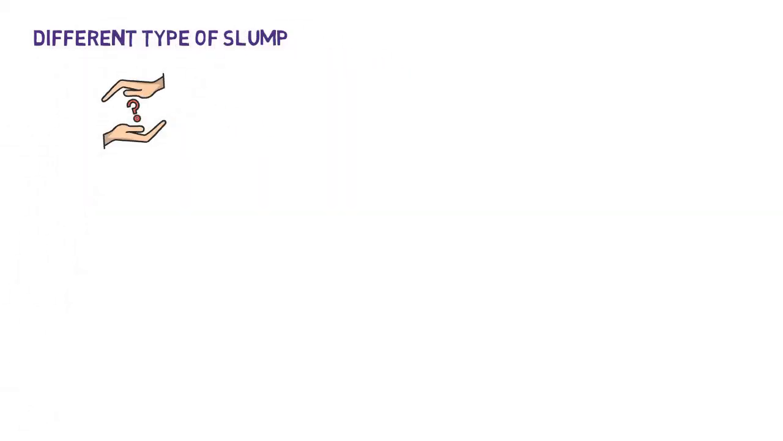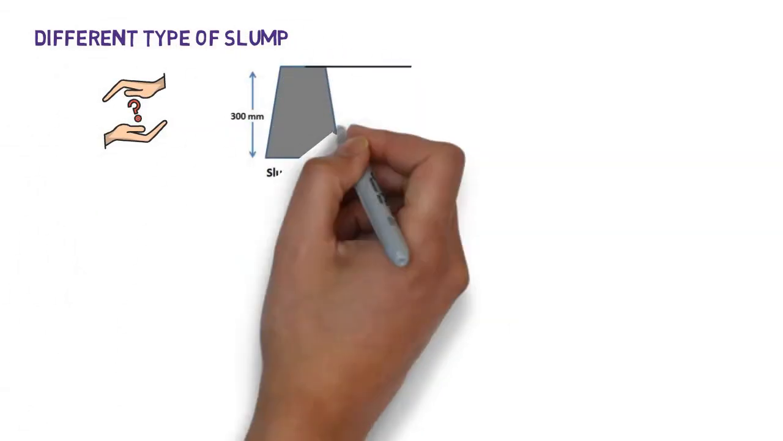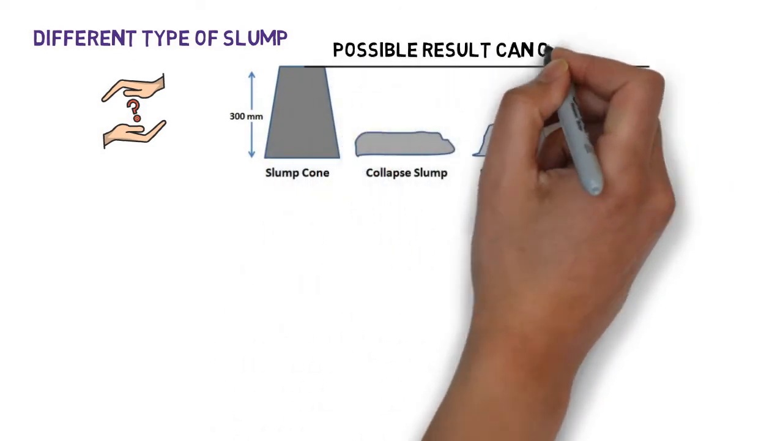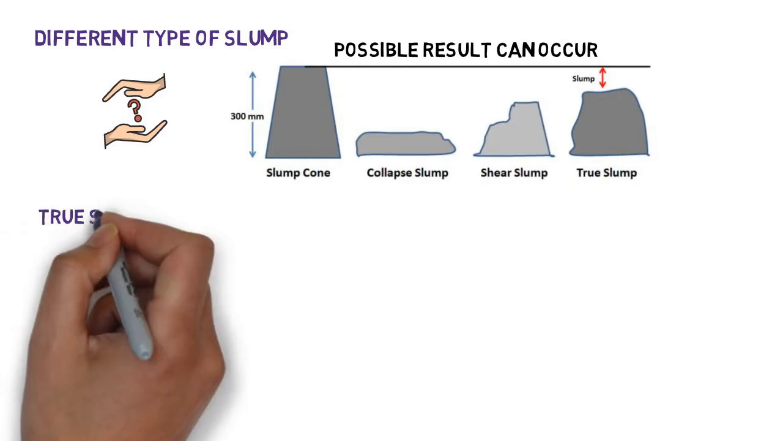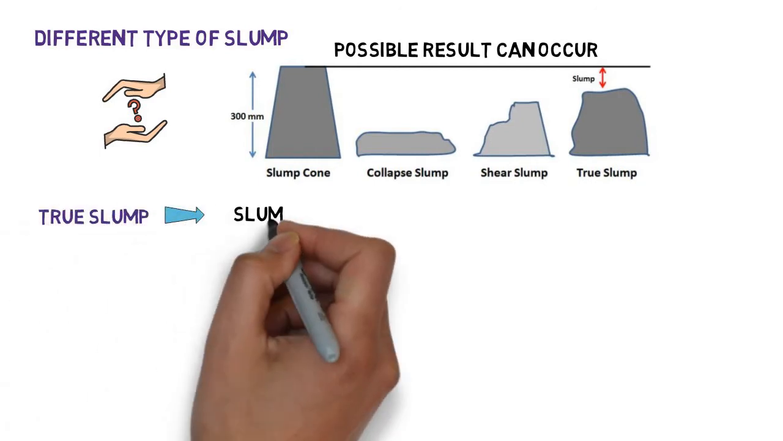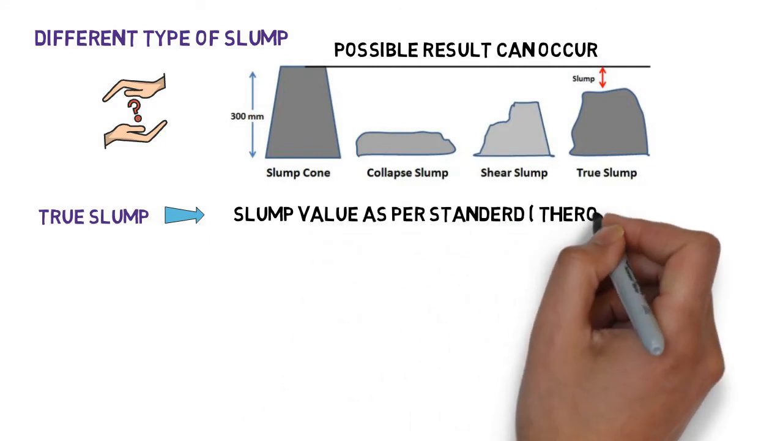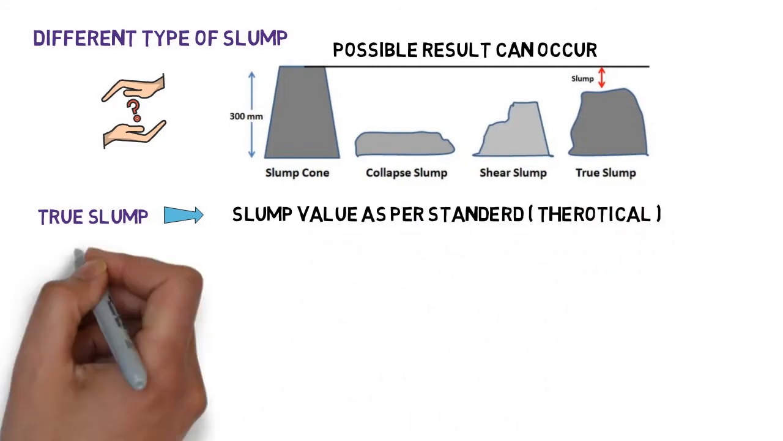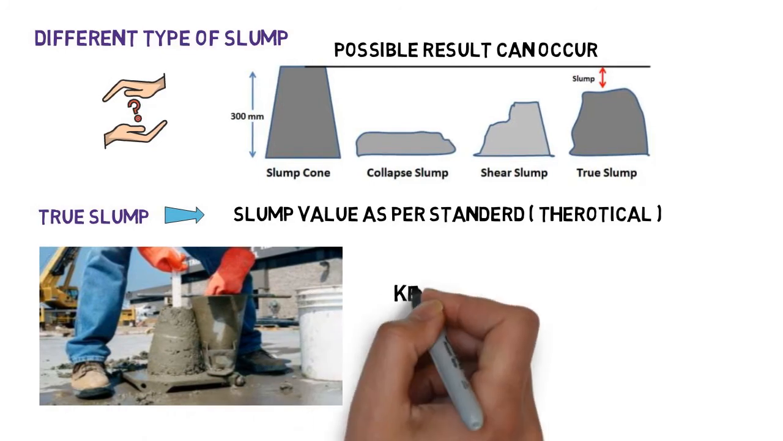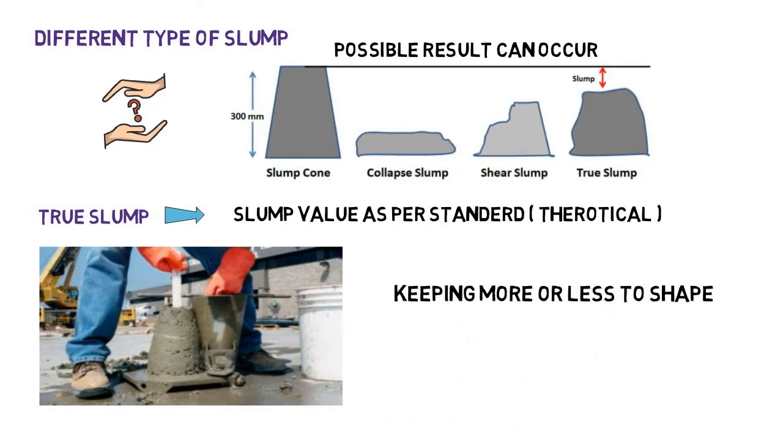Different types of slump can occur in a slump test. True slump. Slump value as per note, normally as per theoretical value, keeping more or less to the initial shape. It has low workability.